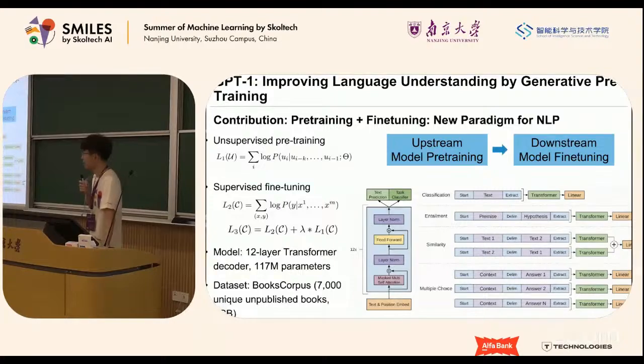GPT-1 uses a small model, just 12 transformer layers with a transformer decoder and 117 million parameters, pre-trained on the BookCorpus dataset containing about 7,000 unique unpublished books, which is roughly 5 gigabytes of text.